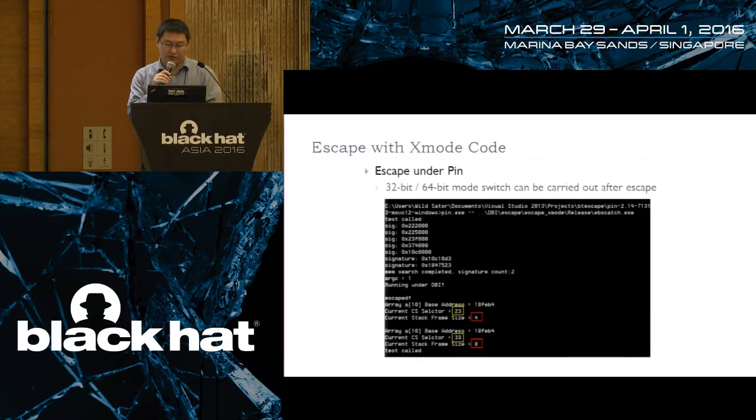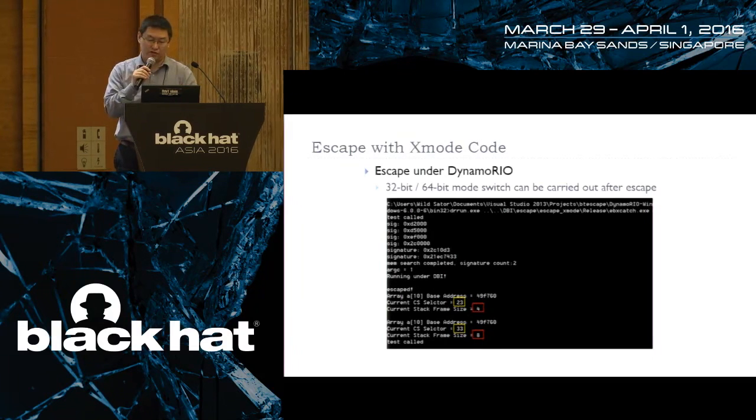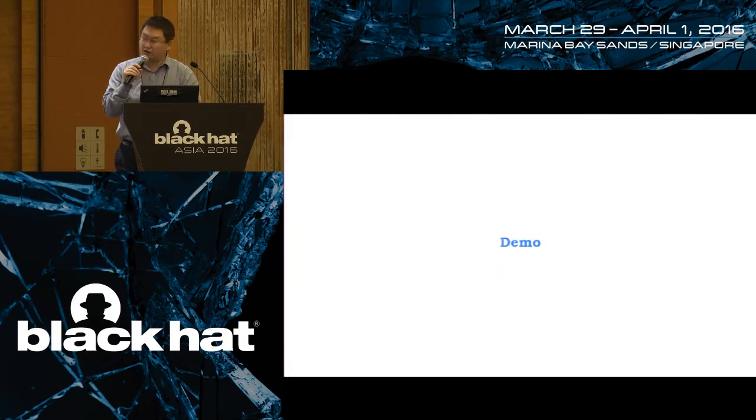So here is the escape demo example we did. You see, when the escape happened, the CS changed to 33, and the stack frame size was 8. That's straightforward. And in DynamoRIO, we also did a very similar thing. So now I can show one simple demo for this piece.